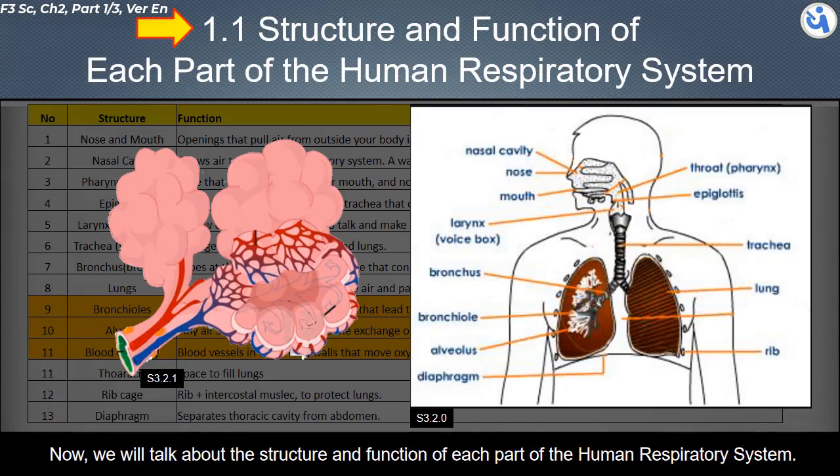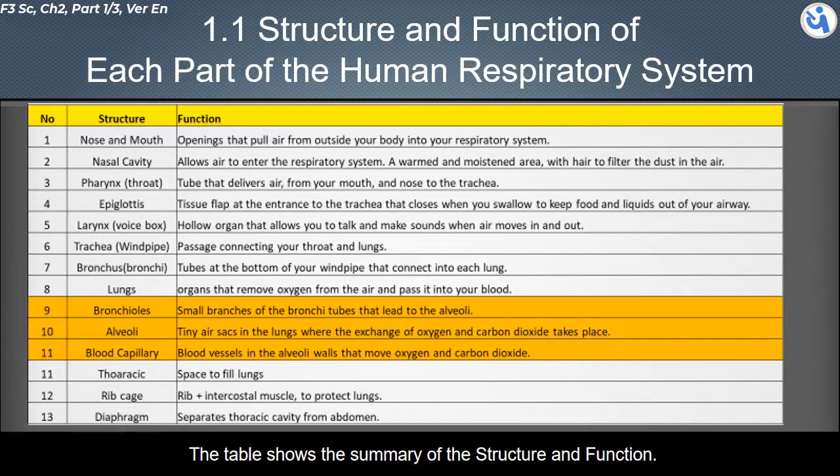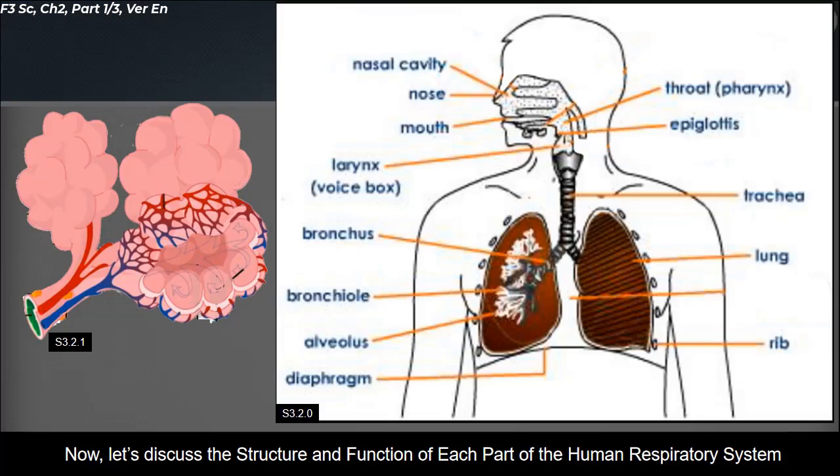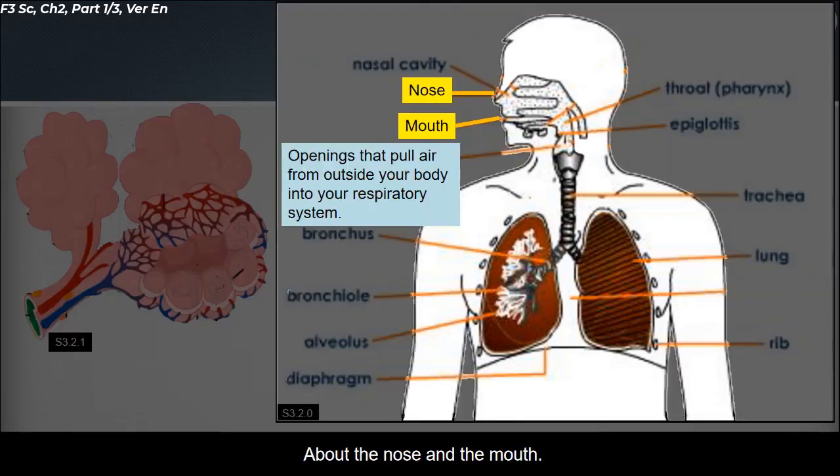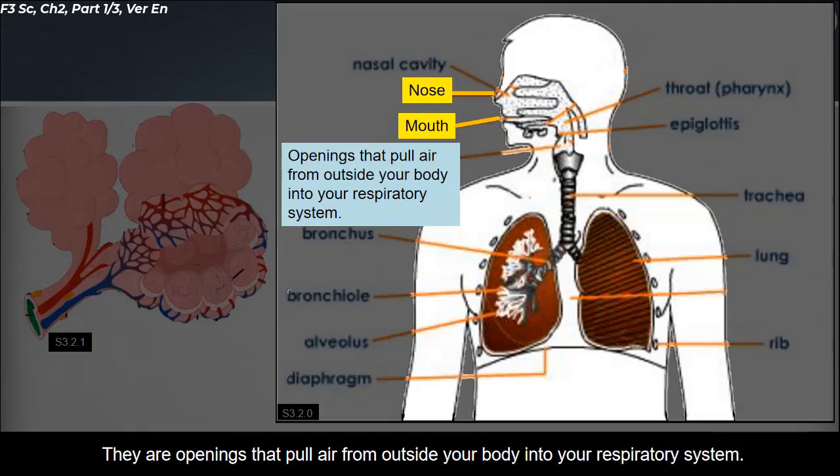Now, we will talk about the structure and function of each part of the human respiratory system. The table shows the summary of the structure and function of each part of the human respiratory system. Now, let's discuss the structure and function of each part. About the nose and the mouth. They are openings that pull air from outside your body into your respiratory system.